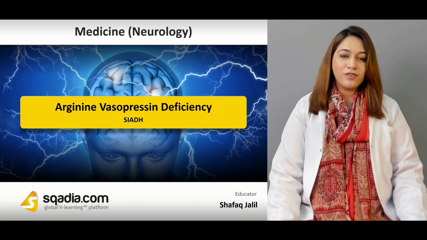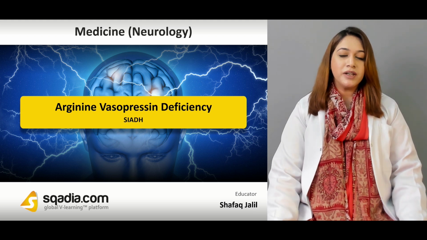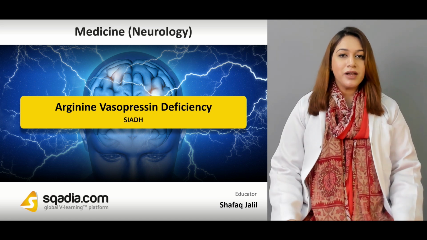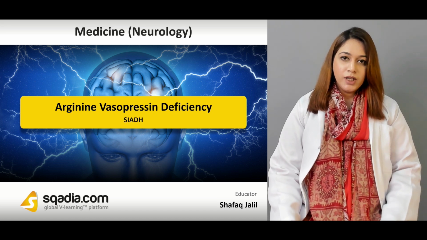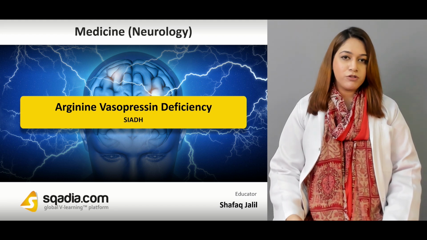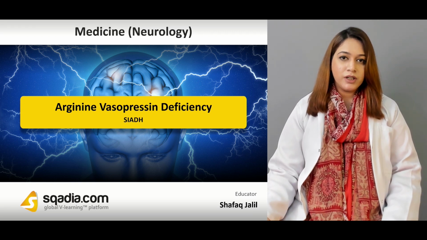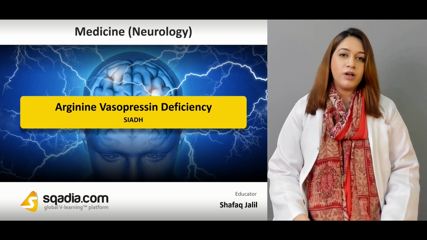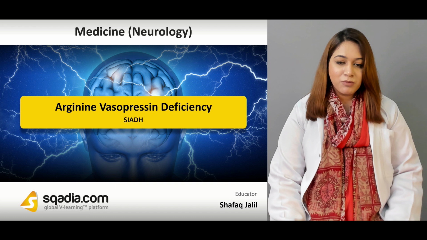So this is the second section of our lecture. In this section, we are going to discuss syndrome of inappropriate antidiuretic hormone. This syndrome is characterized by the excessive, unsuppressible release of antidiuretic hormone that is coming either from the posterior pituitary or from an abnormal non-pituitary source. Due to this unsuppressible release of ADH, there will be increased solute-free water reabsorption by the renal tubules into the venous circulation. Let's discuss this syndrome in detail.